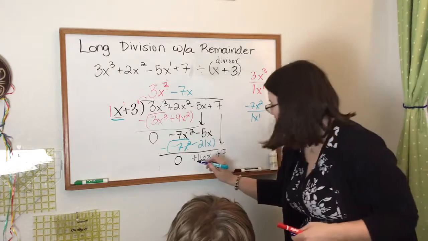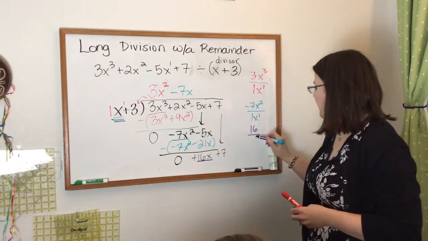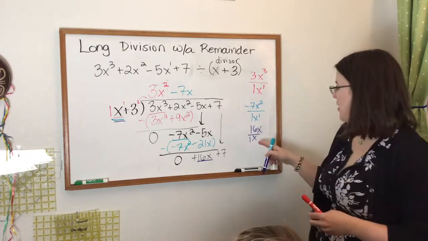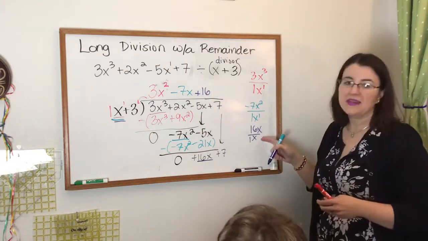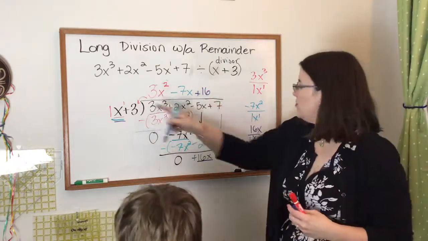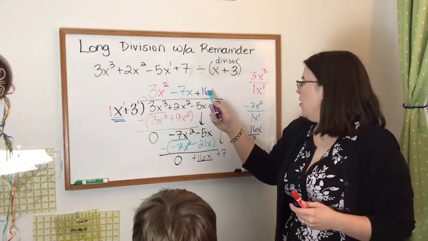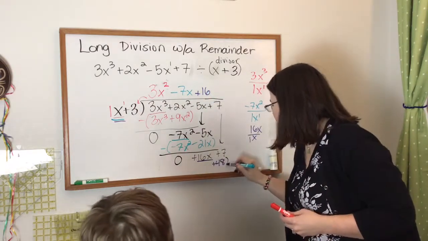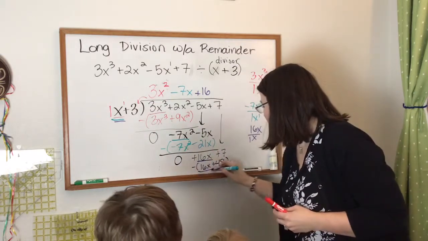Now I'm going to take, once again, first term to first term. So I'm going to take 16x divided by 1x. 16 divided by 1 is 16. X divided by x reduces to 1, so you don't need an x. But you have to multiply back out to everything. 16 times 3 is 48, and it'll be a positive. 16 times 1x is 16x, and I subtract.